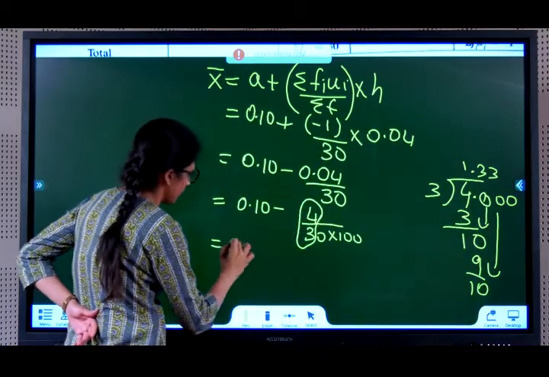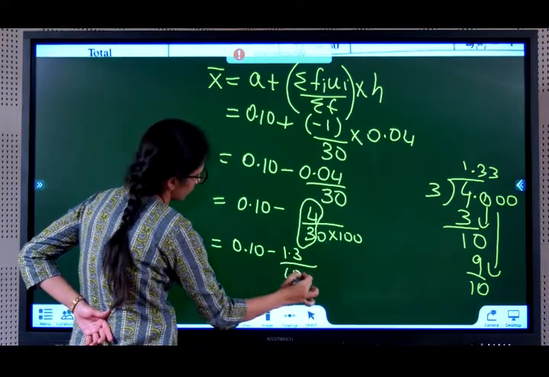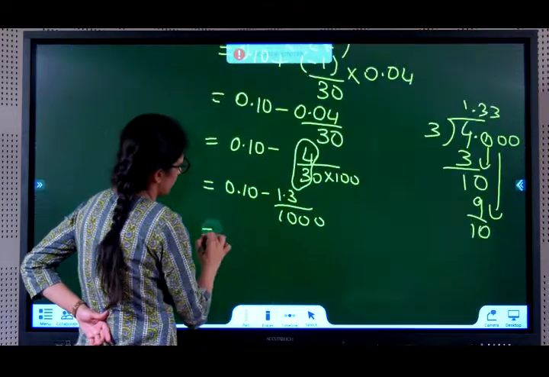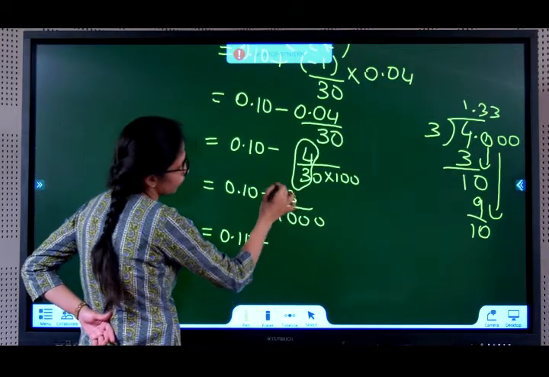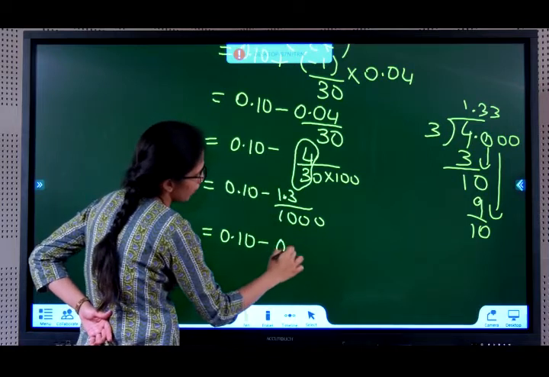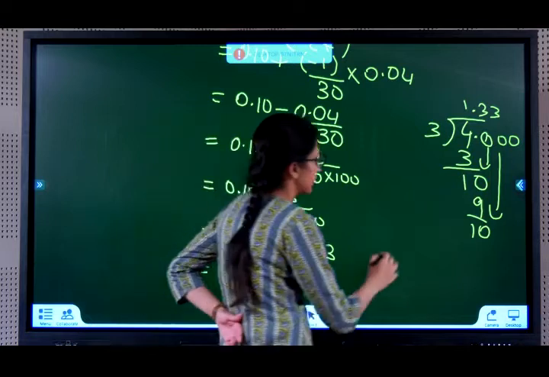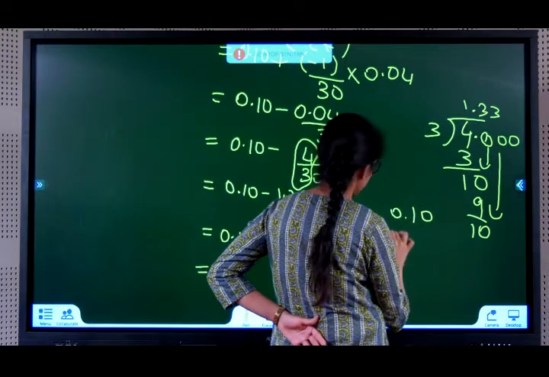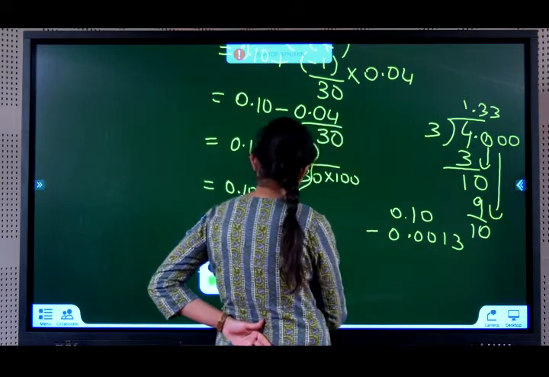So this becomes 0.10 minus 1.3. There are 3 zeros here, divided by 1000. 0.10 minus division by 1000. So decimal moves to the left. 0.0013. 0.10 minus 0.0013. How do we do it?